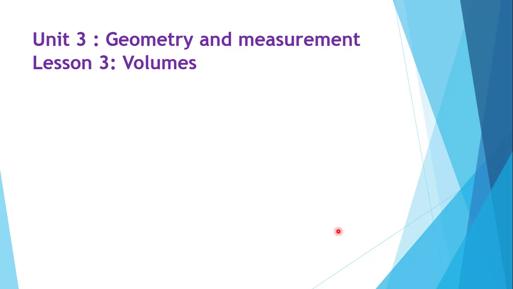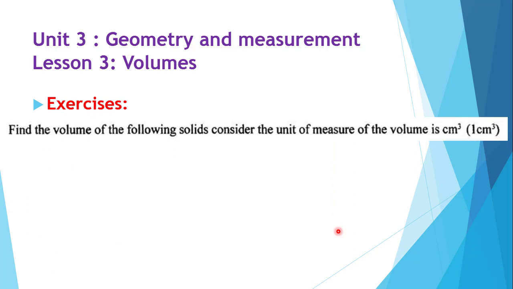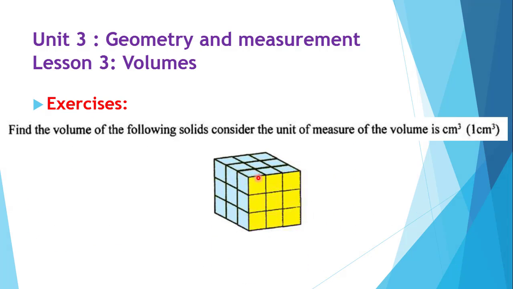Let's take another one. What about this cube? Here we have 3 layers. Each one consists of 9 cubes. Here we have 9 cubes, then another 9 and another 9. So the volume is 27 centimeter cube.